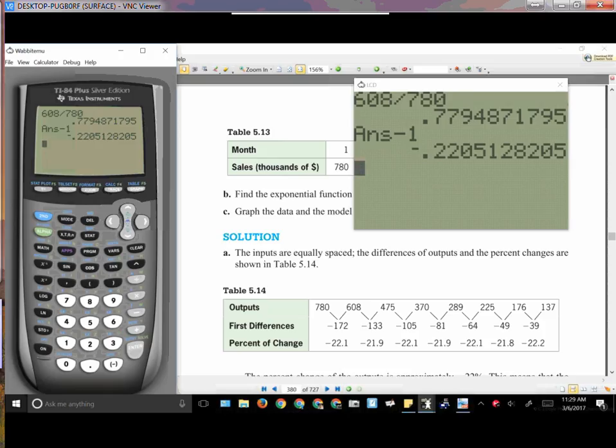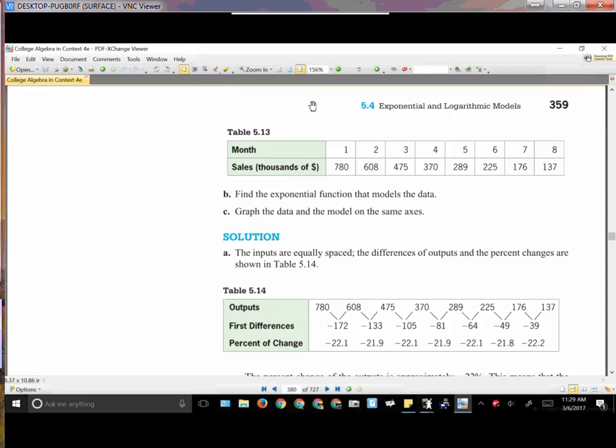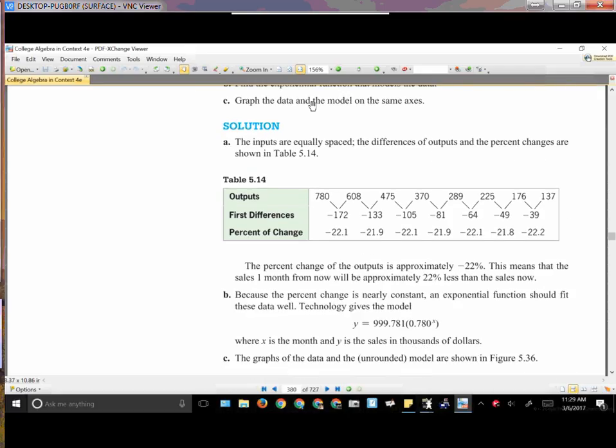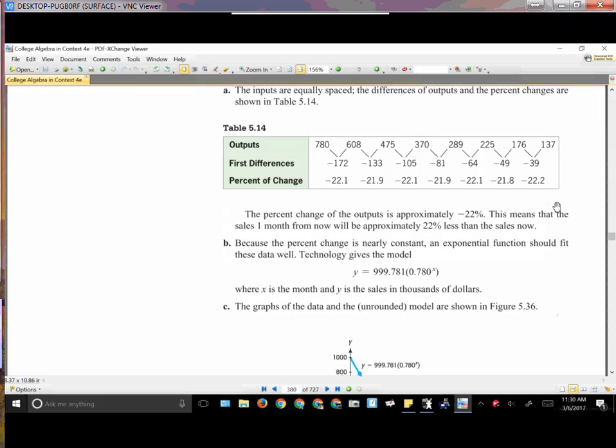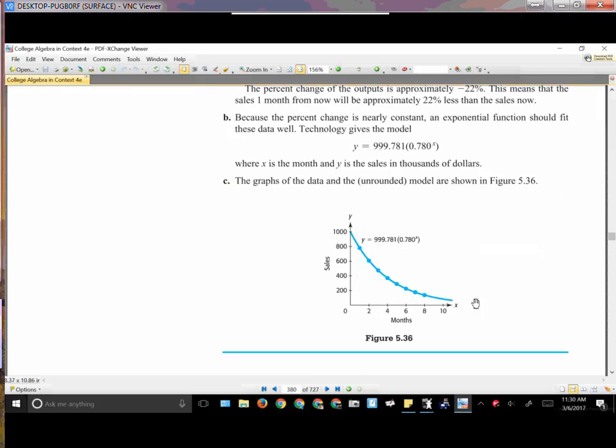Easy enough, rather than trying to fumble through the data all the time. Just giving you a little hint there on what would make life easier. So, because this is relatively stable, that means an exponential growth model, or in this case, decay model, would fit it best.